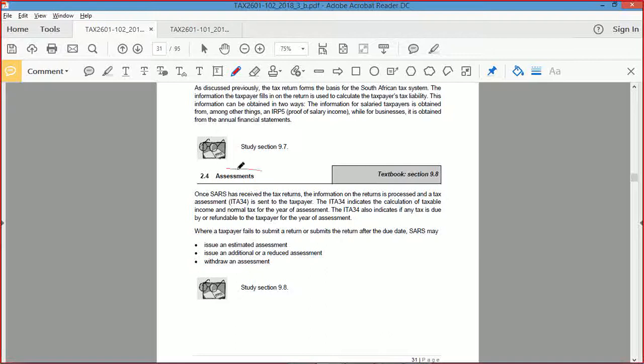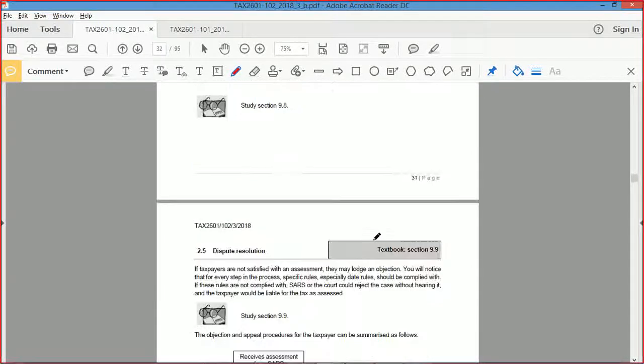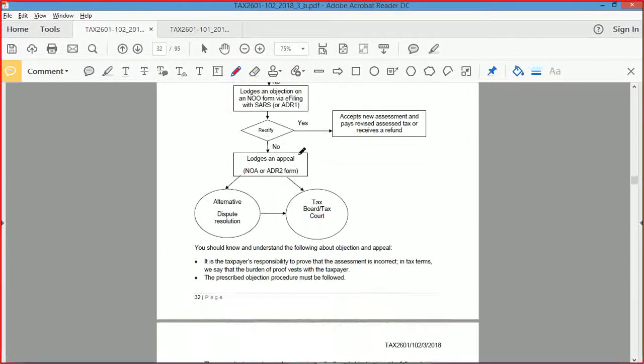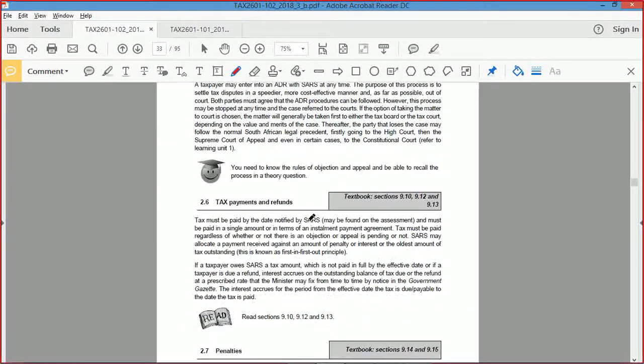Yes, sir. What is an assessment? It's SARS's estimate of how much you are required to pay. Do you agree? Yes, sir. Remember, the assessment is not going to be the taxable income. The assessment is going to be the taxable liability or the taxable refund. Do you agree? Yes, sir. Then the dispute resolution is here. We spoke about that. You saw that in the notes.